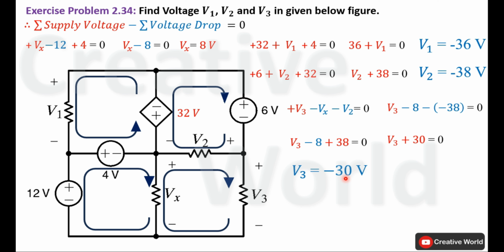So we have calculated the values of V1, V2 and V3, that are minus 36 volt, minus 38 volt and minus 30 volt respectively. So this was exercise problem number 2.34.